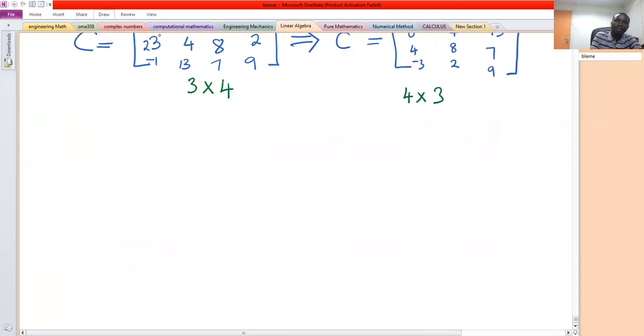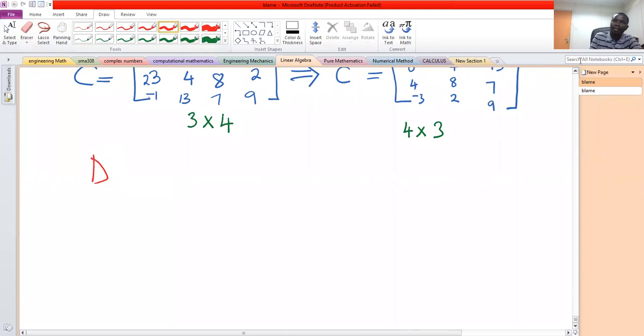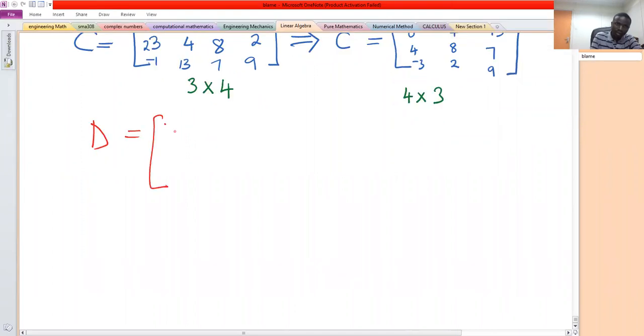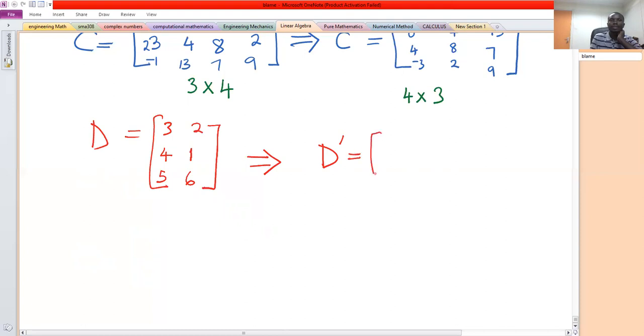And let's give another example. If we have D given by 3, 2, 4, 1, 5, 6, then it implies that D transpose is, so this becomes the first column, 3, 2. This becomes the second column, 4, 1. This becomes the third column, 5, 6. Now I see we have here 1, 2, 3. 1, 2. So this is 3 by 2. But here we have 1, 2. And here we have 1, 2, 3.